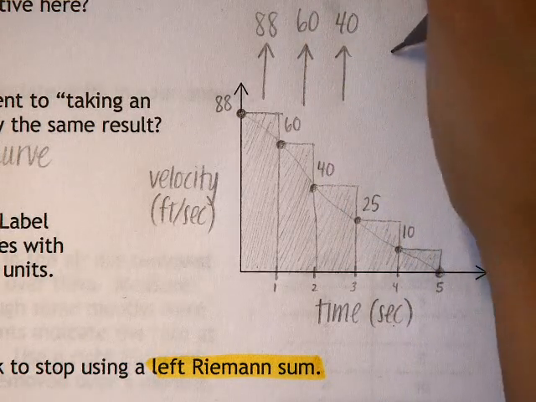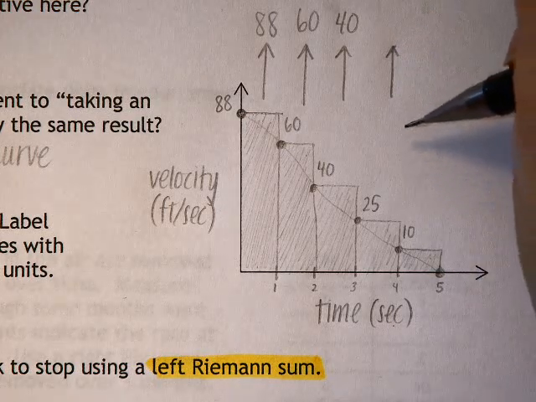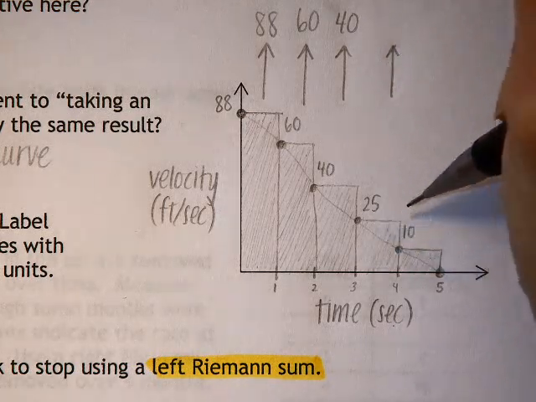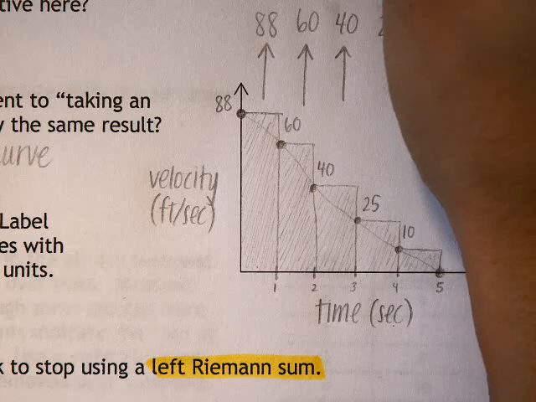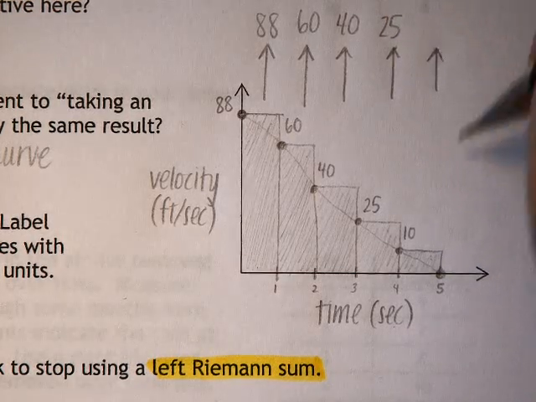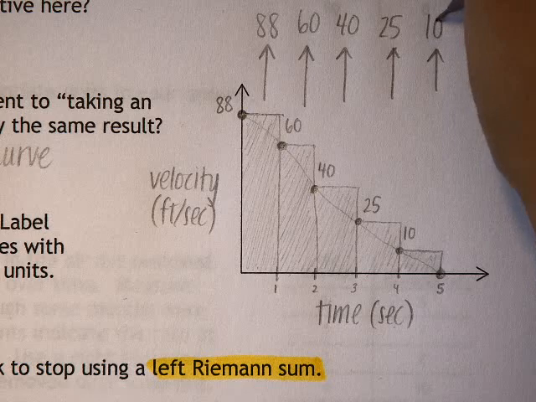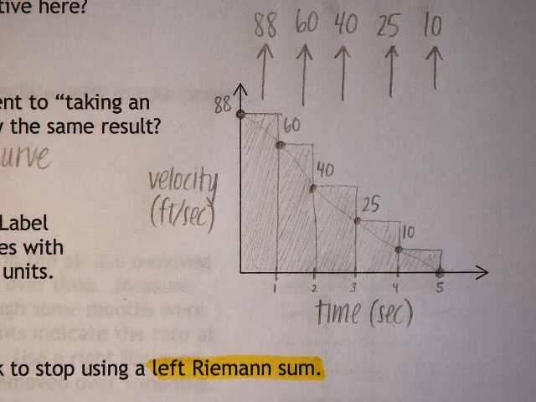So these calculations are practically trivial because we're not actually calculating. 1 times the y-coordinate is just going to be the y-coordinate. We just have to make sure that we're organizing ourselves. So this last rectangle is 1 times 10, and now we have all of our values.